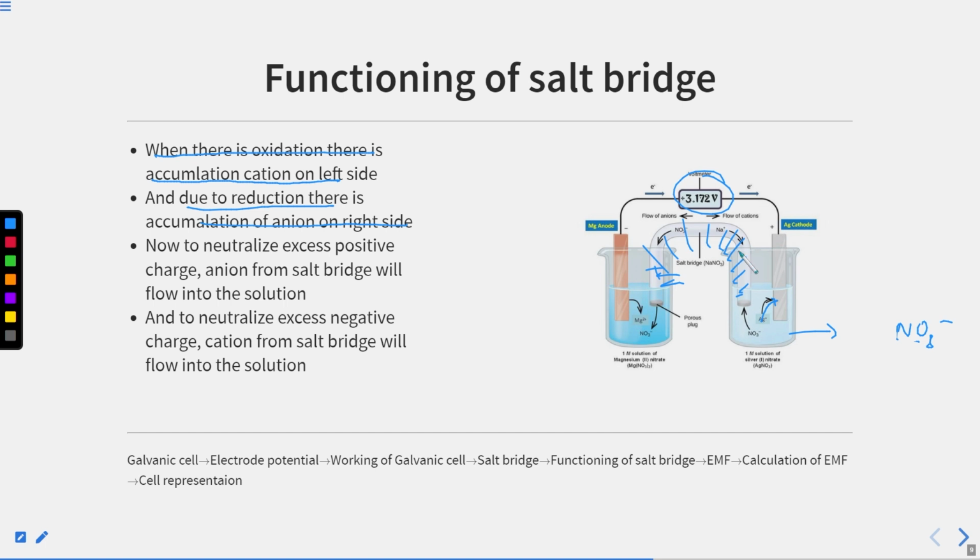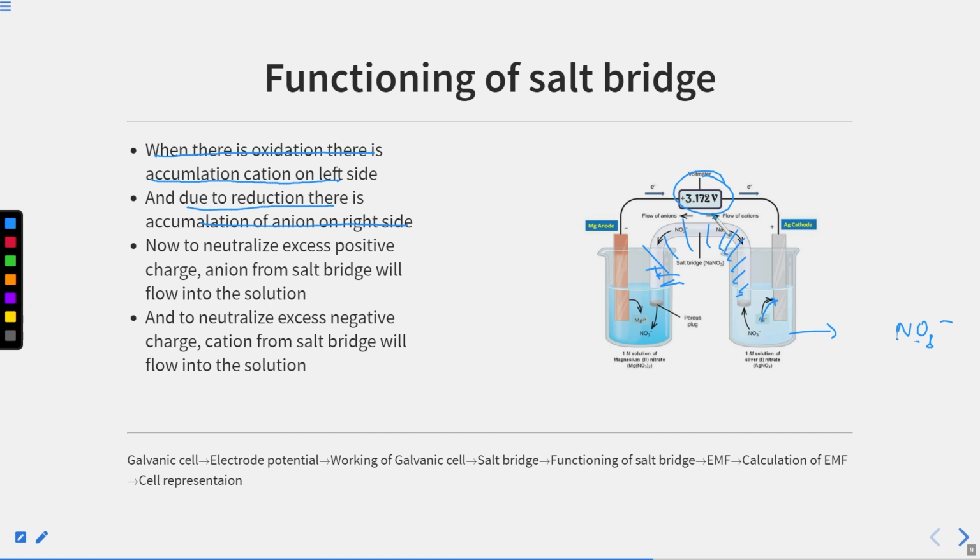In actual, what we are doing is removing this salt bridge and just connecting with the help of a wire. It will result in a very quick deflection, and it will happen for an instant and the current will stop. You cannot see it for long enough. For a small time it will happen, and then the current will stop and our reaction will be over due to accumulation of charges on both sides.